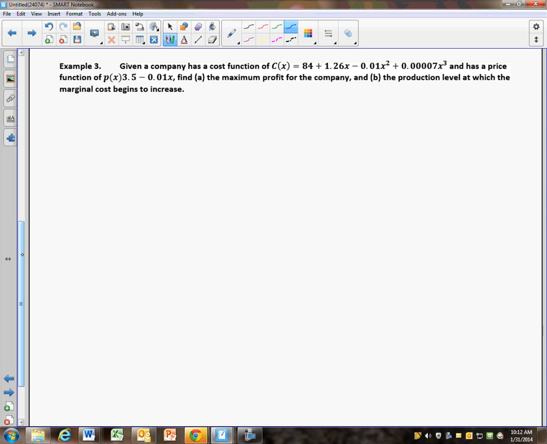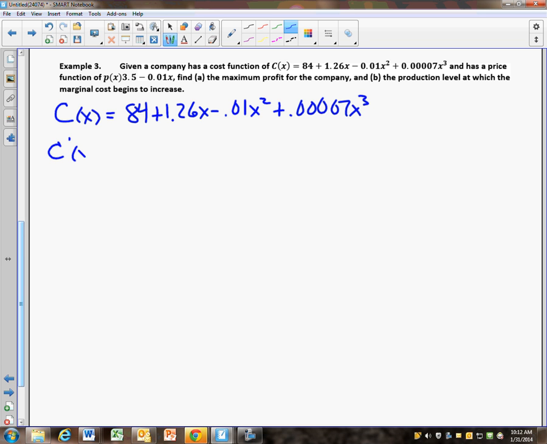Well, there's a lot of things you have to come up with in order to find maximum profit. For example, do you have your cost function? Right, we're going to need C prime. We know C of X is equal to 84 plus 1.26x minus 0.01x squared plus 0.00007x to the third. That's C of X. And in order to maximize profit, you know that you need to take the marginal cost function and set it equal to the marginal revenue function. So what is the marginal cost function?